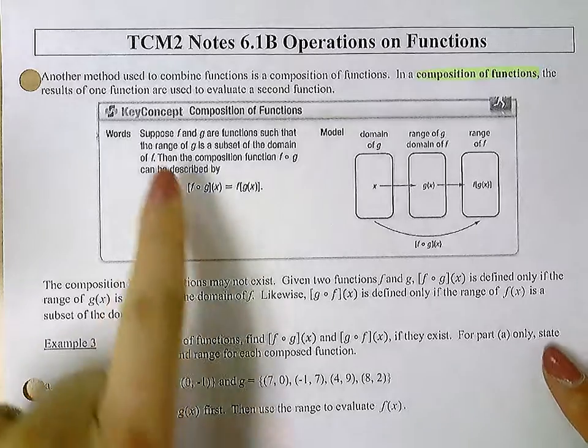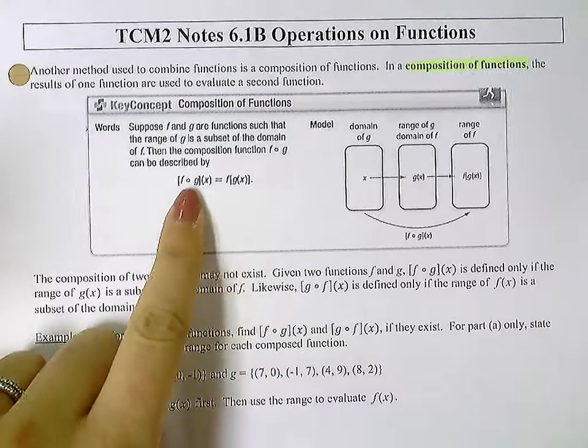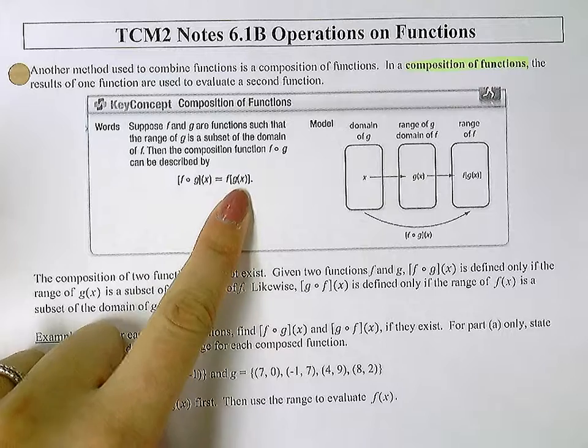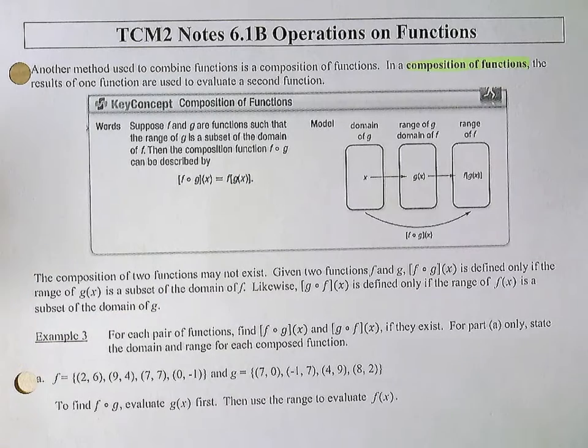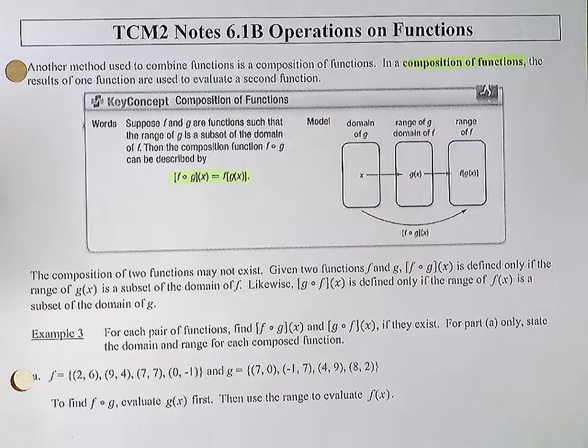So in words here, suppose f and g are functions such that the range of g is a subset of the domain of f. Then the composition function f of g can be described by f of g of x. This is how you'd see this composition of functions on your piece of paper. It's that open circle between f and g.